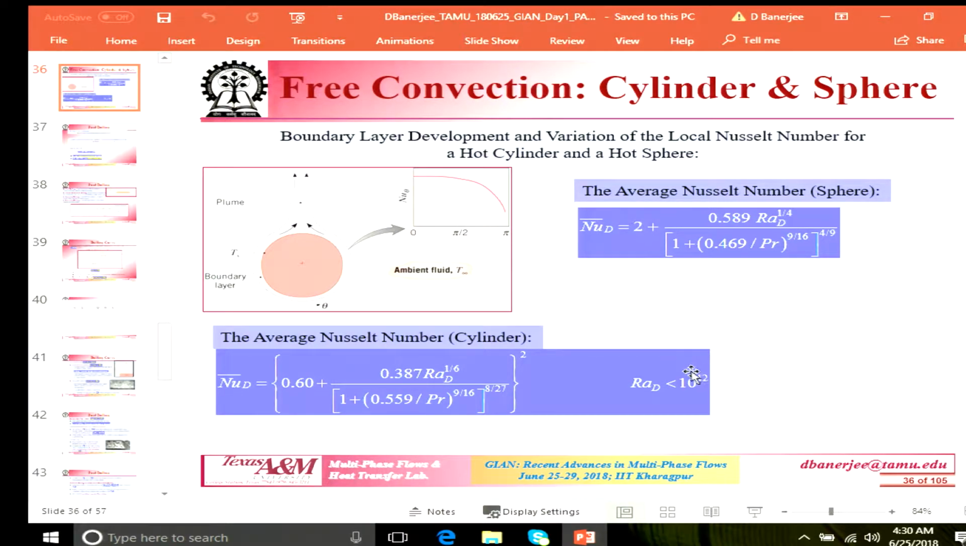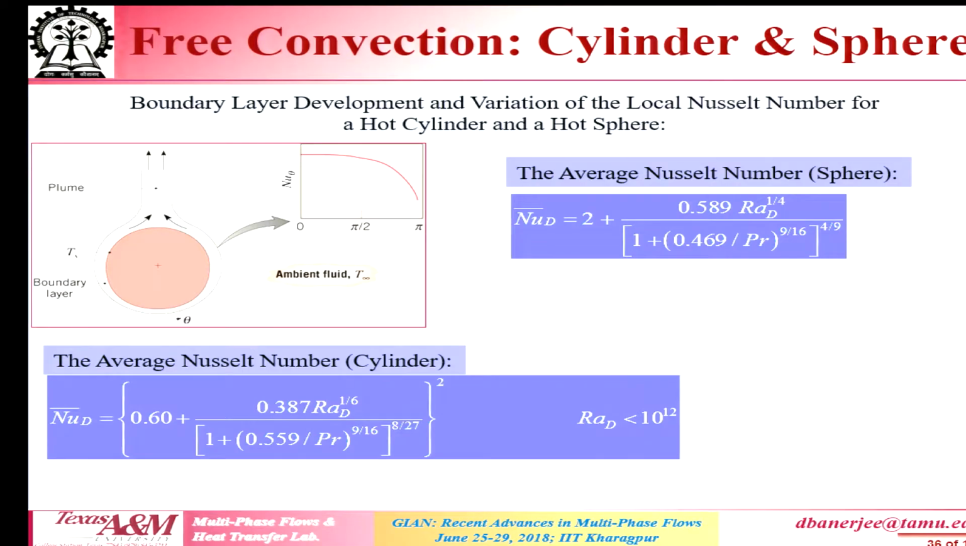For some reason it does not show the boundary layer. Can you all see the boundary layer? Probably not, right? On my screen here I can see the boundary layer, but for some reason the projection system is not showing it.